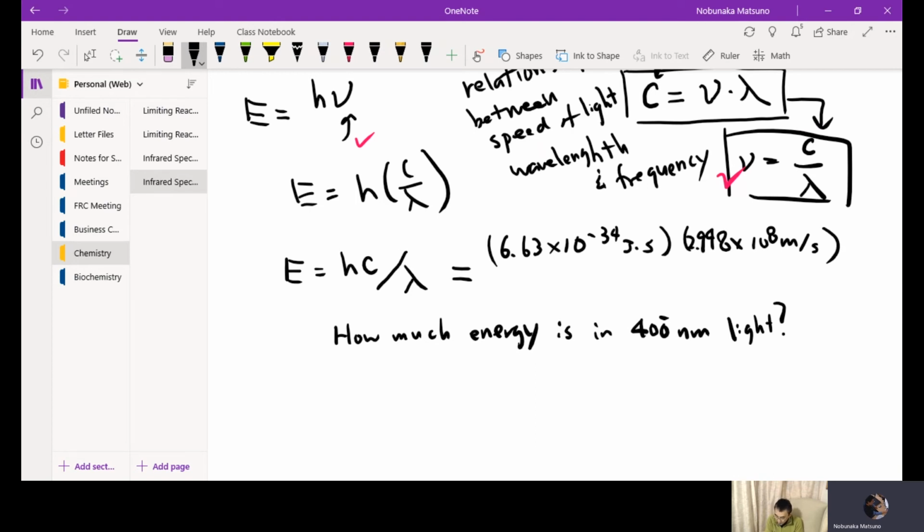All right. This doesn't look great, so let me rewrite this. So it's 2.998 times 10 to the 8th, divided by 400 nanometers. But you have to be careful. The unit in this case is in meters, so nanometer has to be converted. I'm just going to do a unit conversion.